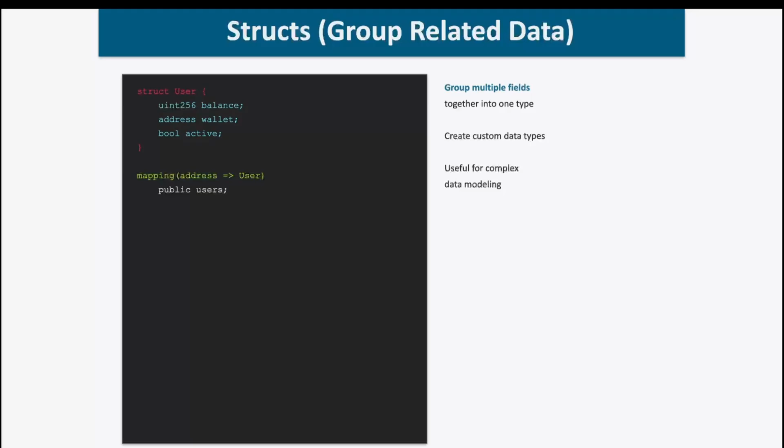Structs group related data. A struct is a custom data type. It bundles multiple fields into a single entry. The struct for a user, as shown, bundles balance, wallet, and active. Once defined, you can use the user struct like any other type. You can store them in mappings or in arrays. Structs enable complex data modeling. Without them, you'd need separate mappings for each field.